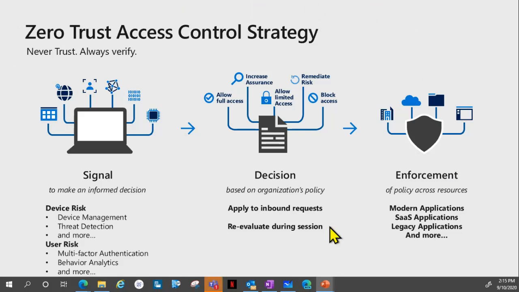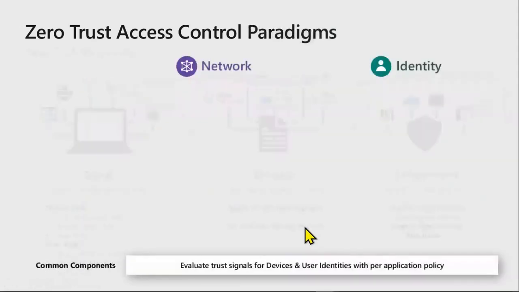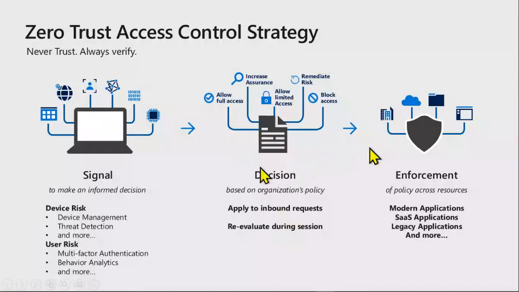The first signal input is the actual device, right? And what's happening from a device perspective. Is it being managed? Is it compliant? Is it not compliant? Were there threats seen on that device, right? And if so, maybe I want to do something different. Is that device currently under quarantine, right? Have I seen this device before, right? Those are some of the signals that come in when you're first deciding what to do in this zero trust access control strategy. Never trust, but always verify.